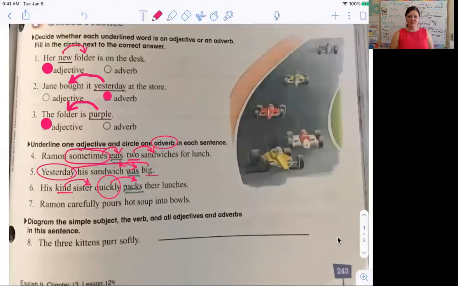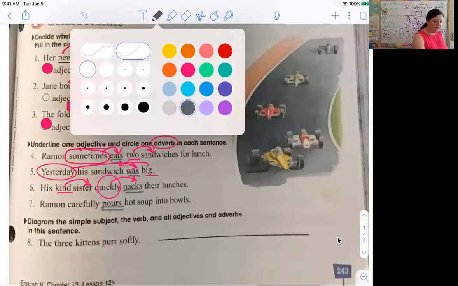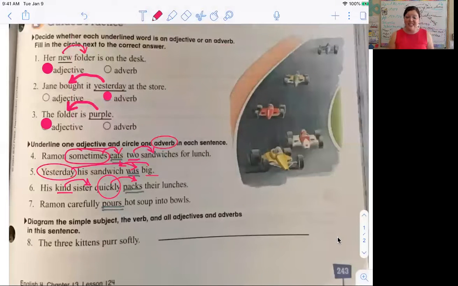Number 7, Raymond carefully pours hot soup into bowls. What is our action word? What is the action that's occurring in this sentence? Raymond is pouring. Now that we've identified the action verb, let's find the adverb. Well, how is Raymond pouring? Carefully. Did you see that ly at the end? Carefully. Let's draw our arrow from carefully to pours.